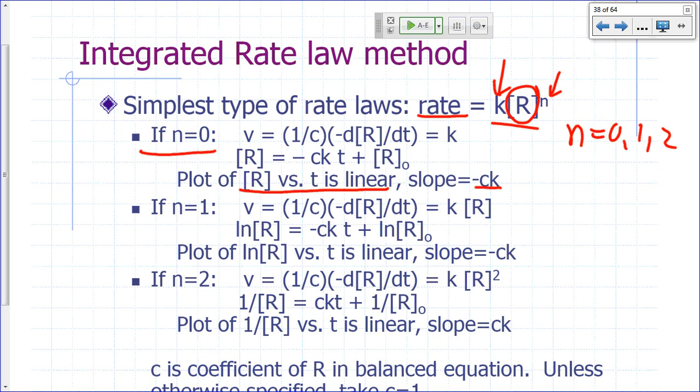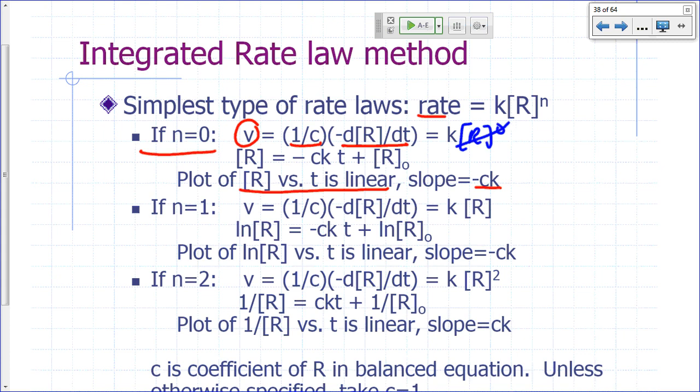Okay, and where does that come from? Remember, the rate of reaction is 1 over the coefficient of r times the rate of consumption of r, which is equal to k times, if n is equal to 0, what would that be? That's equal to k times r raised to the power 0, and that r to the 0 is just going to drop out. This is what's called in math a differential equation.